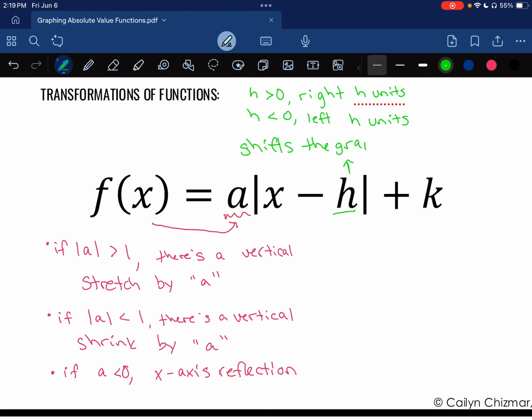And then k shifts the graph vertically. My algebra teacher used to spell this incorrectly on purpose: verticality, because k. All right, cool. So if k is positive, we're going up k units, and if k is negative, we're going down k units.